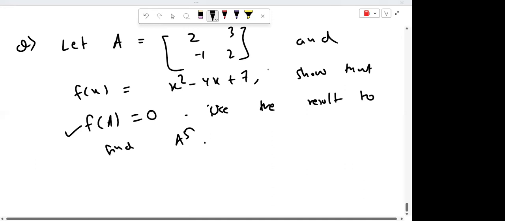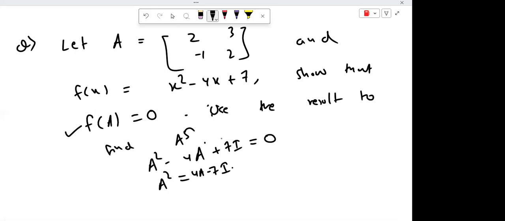So this is very easy, right? a squared minus 4a plus 7i is equal to 0. So we can say a squared is equal to 4a minus 7i. Right? Okay, now how to use this to find a to the power 5?